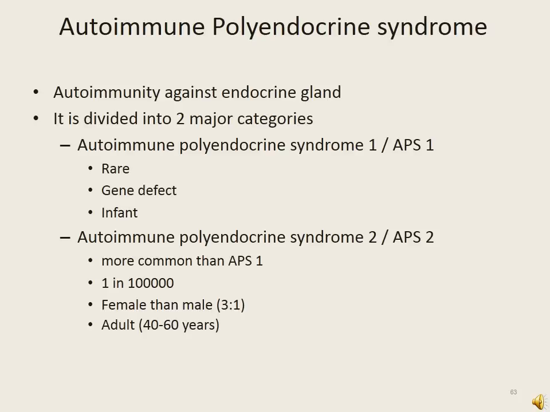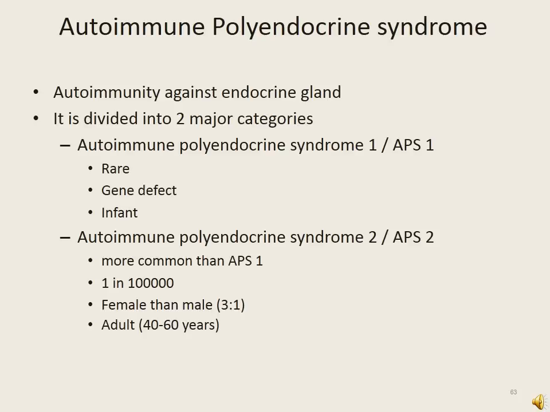What is an autoimmune polyendocrine syndrome, APS? It is an autoimmunity against the endocrine gland, and it can be divided into two major categories. The first is autoimmune polyendocrine syndrome 1 or APS1, which is a genetic defect, and the pathology occurs during infancy. And another one is autoimmune polyendocrine syndrome 2 or APS2. It is more common than APS1.